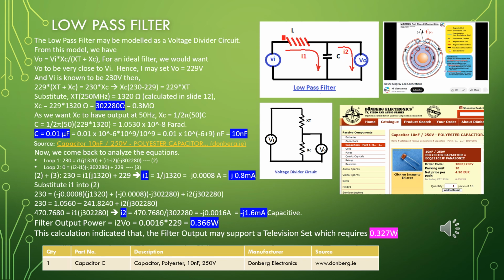Substitute I1 into 2. 230 equal to minus j 0.0008 times j1320 plus minus j 0.0008 times minus j 302,280 plus I2 times j 302,280. 230 equal to 1.056 minus 241.8242 j plus I2 times j 302,280.